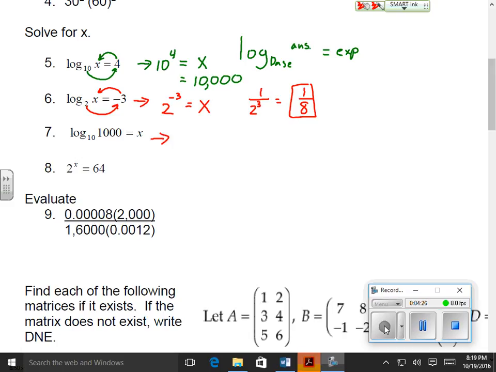For number 7, 10 to the x power is equal to 1,000. Well, if we refer back to the first problem, if 10 to the 4th power is equal to 10,000, 10 to the 3rd power is equal to 1,000. So that means x is 3.